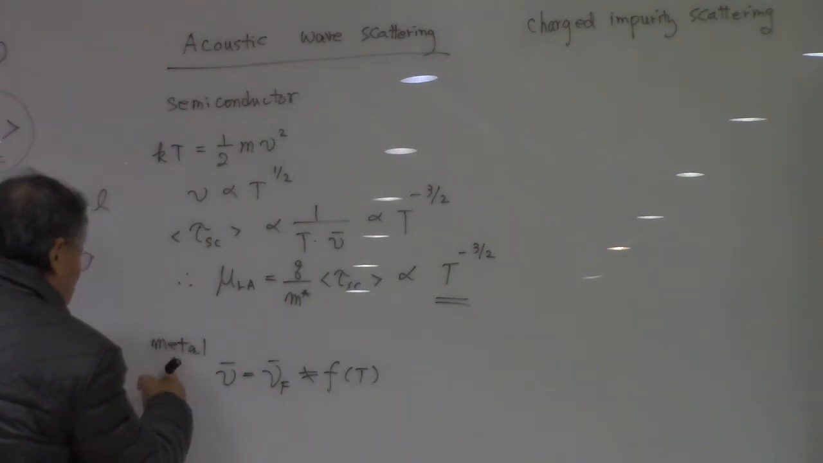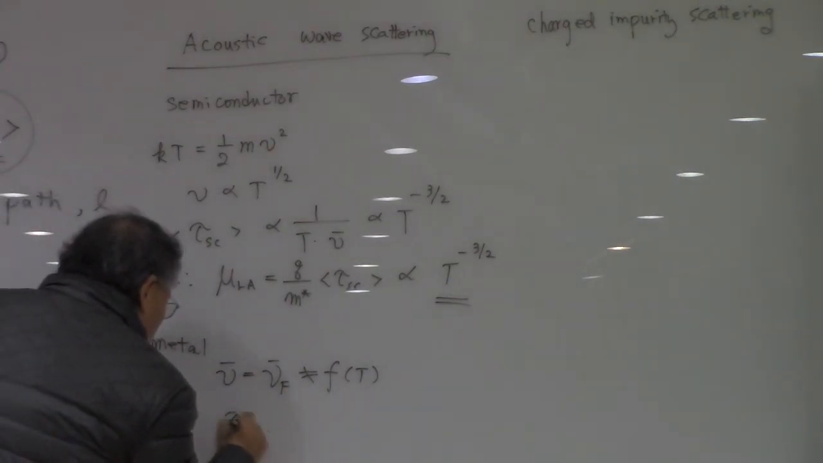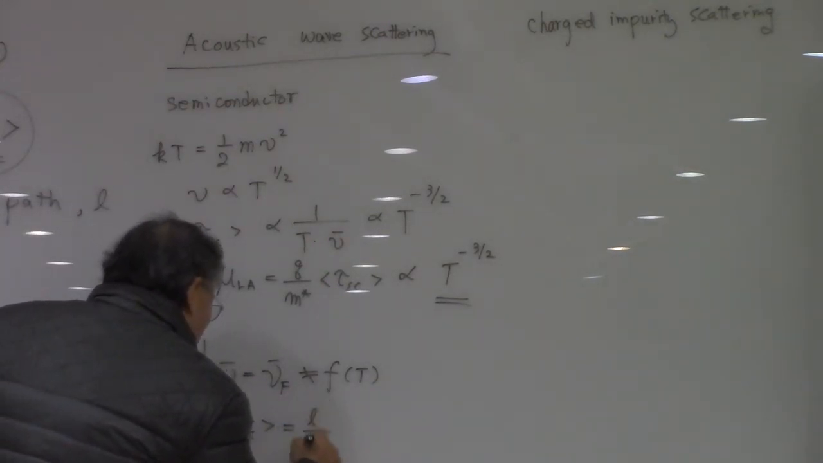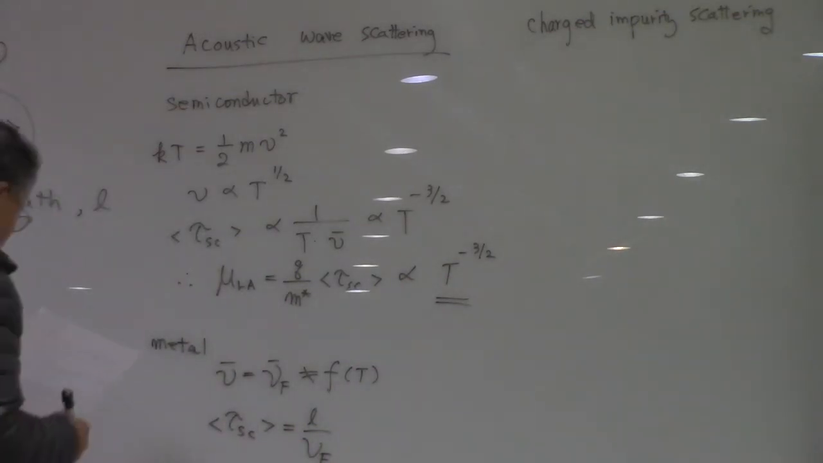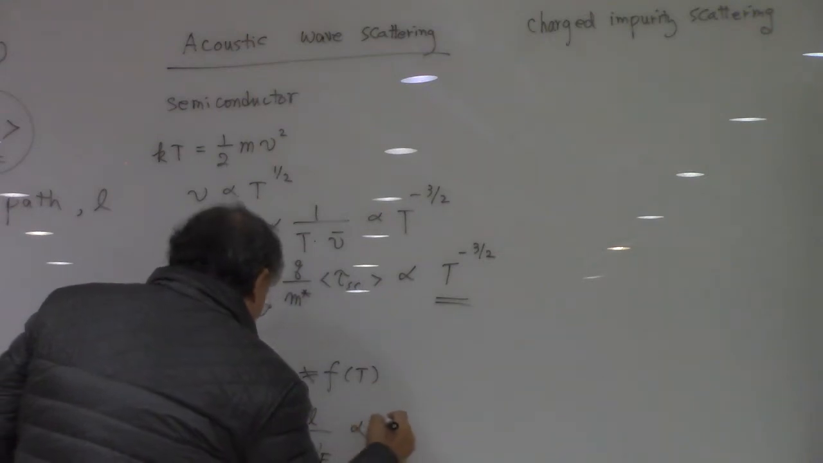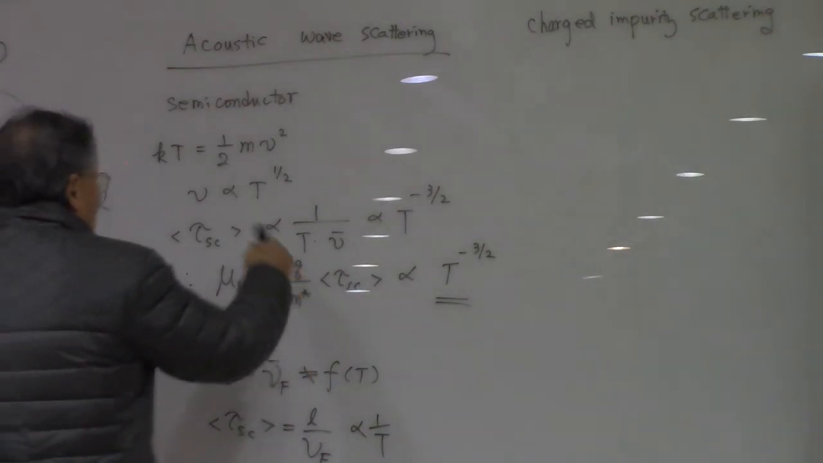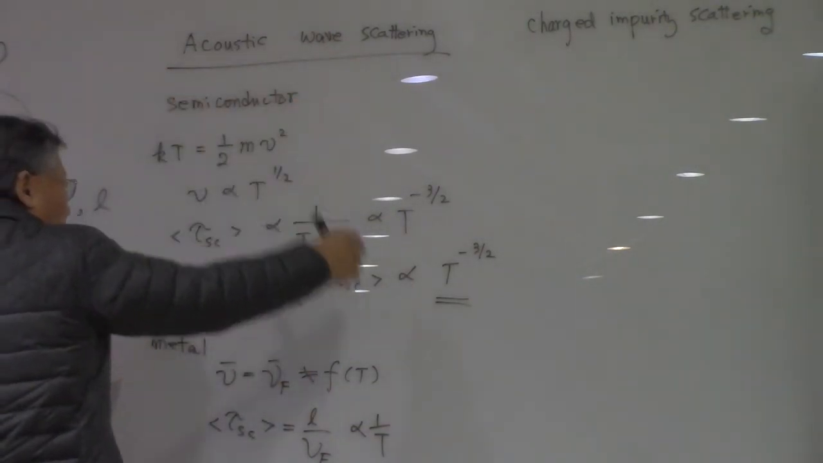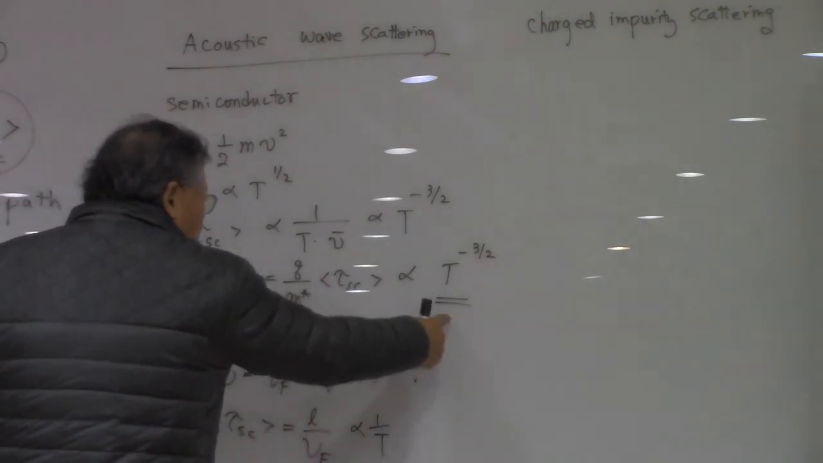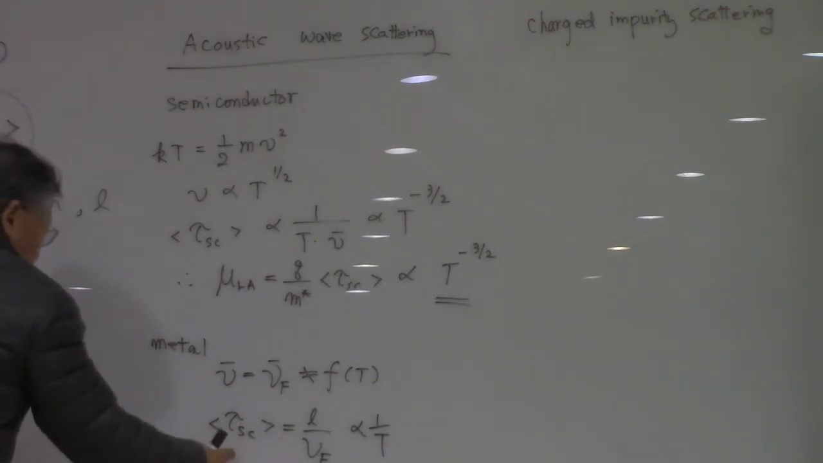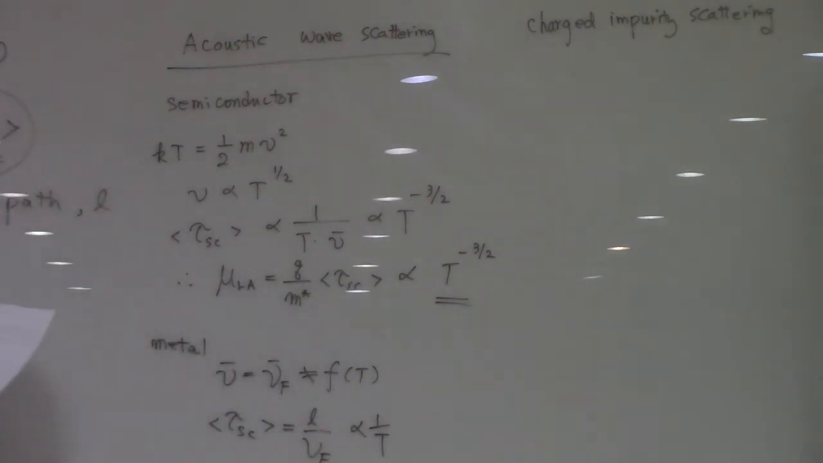Okay, so in a metal case, the scattering relaxation time is just proportional to the Fermi energy velocity, and then that is going to be 1 over T. So in a semiconductor case, in acoustic wave scattering, the mobility should be related to T to the minus 3/2 power, but in a metal case, the mobility should be related to T to the minus 1. Okay?